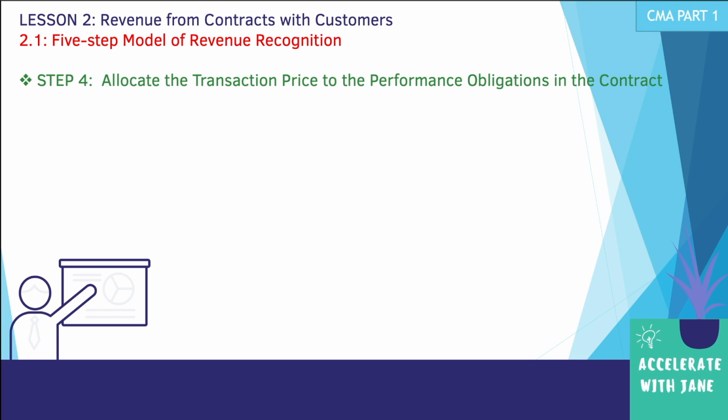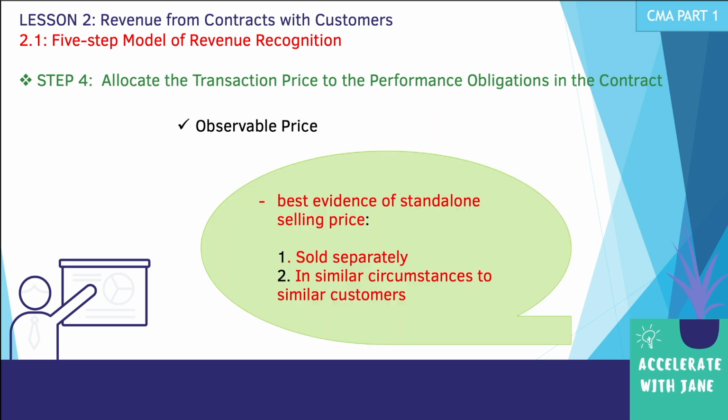So how do we determine the standalone selling price? That is the observable price. The best evidence of standalone selling price is the observable price of goods or services when the entity sells those goods or services separately. Again, the best evidence of standalone selling price is the observable price when it is sold separately and in similar circumstances to similar customers.